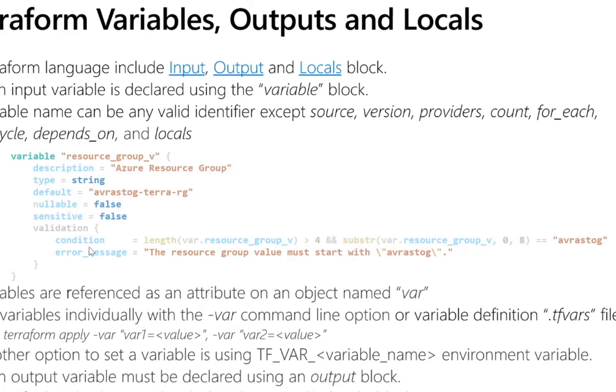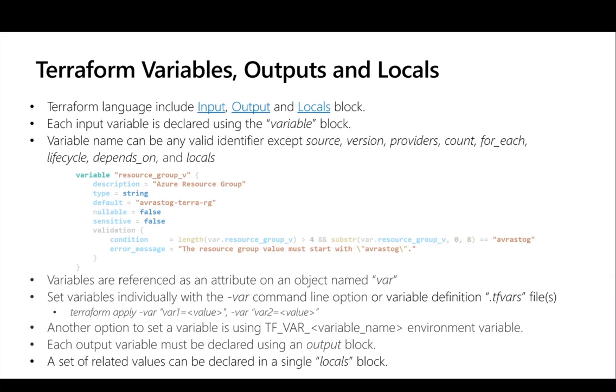And then you can define the condition of the variable. So for example, in this case, I'm saying that the variable length must be greater than 4, and the first 8 characters of this variable should have that string. If this condition is not matched, then it will display this error message. So it really allows you to validate your input parameters for different variables. And once you have these variables defined, then you can reference those variables in your code using var as an object.